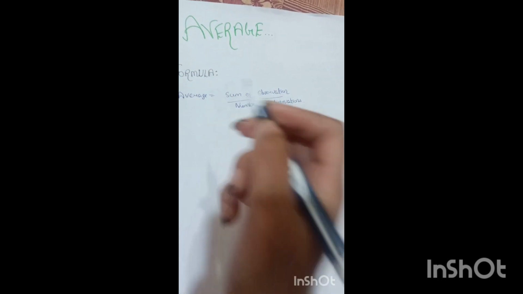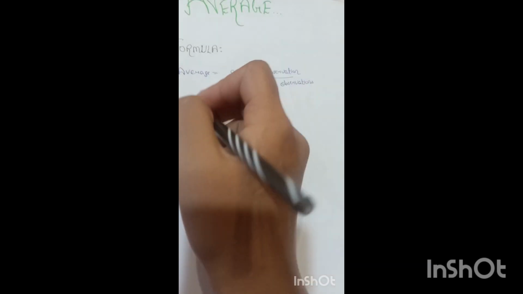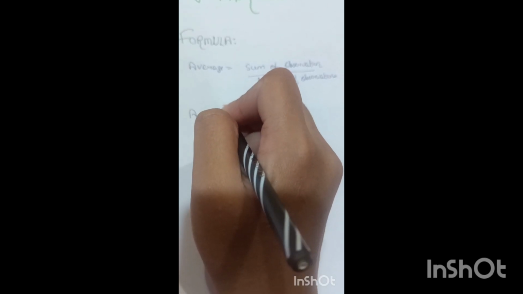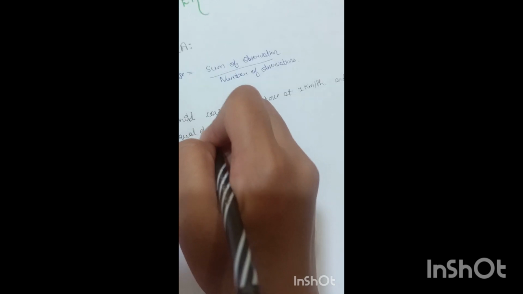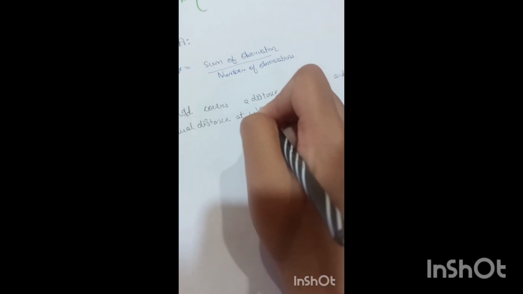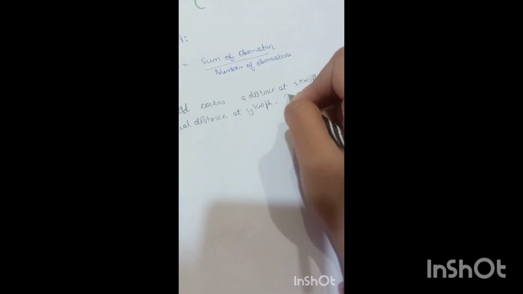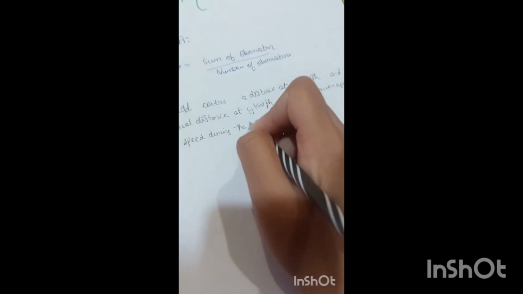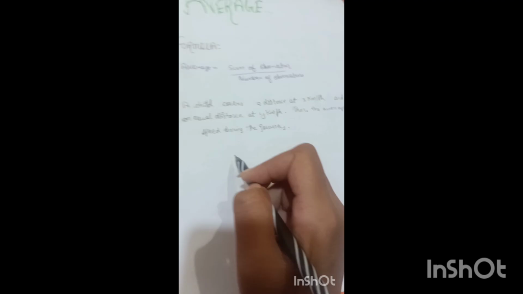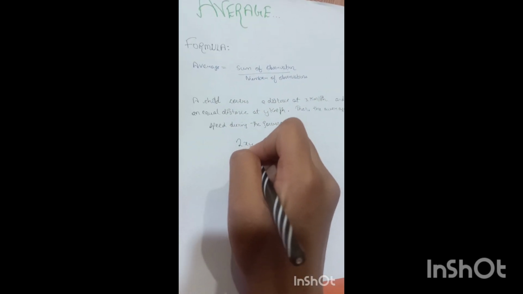Okay, and there's another formula. Another formula is: if a child covers a distance at x kilometers per hour and an equal distance at y kilometers per hour, then the average speed during the journey is given by the formula 2xy upon x plus y.